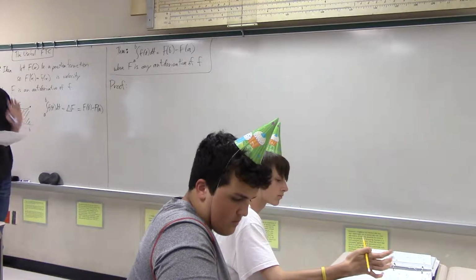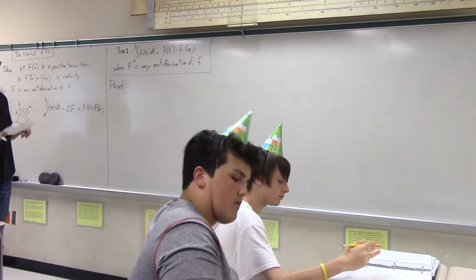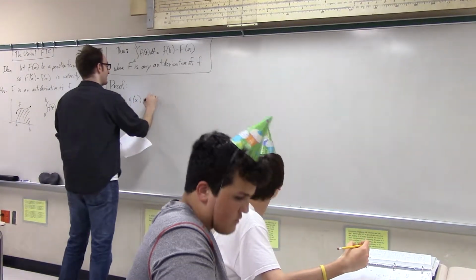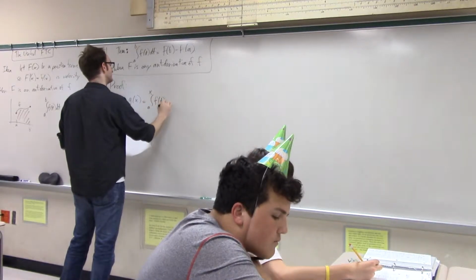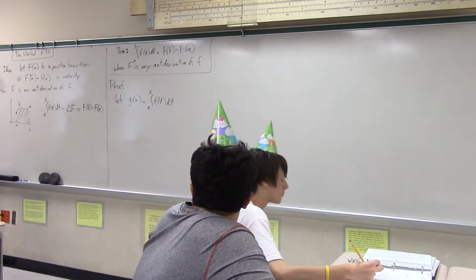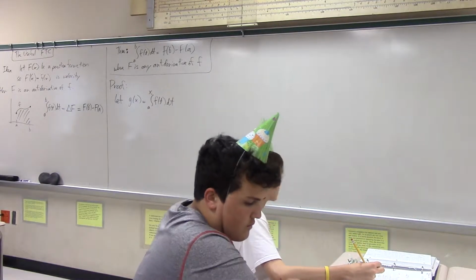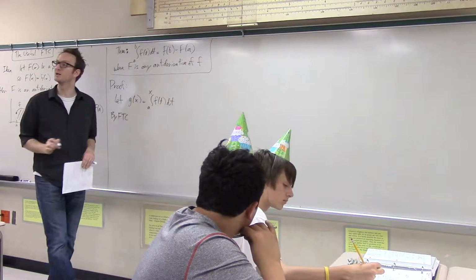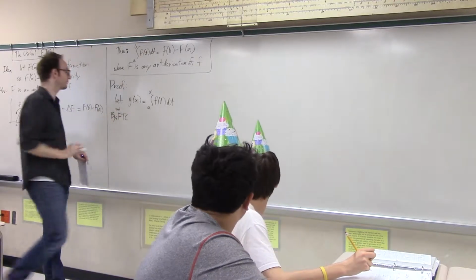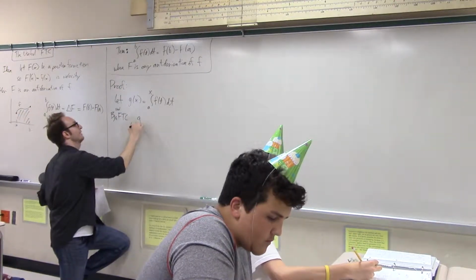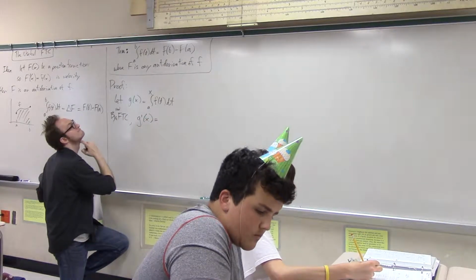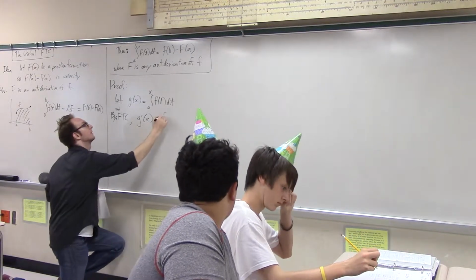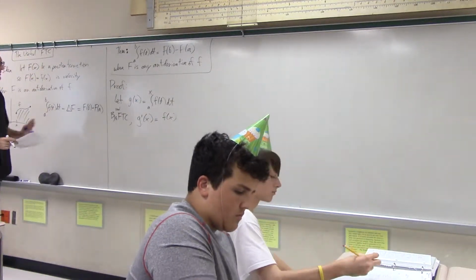First, I'm going to define an accumulator function. Let g of x be the integral from a to x of f. Out of nowhere, let's just define this accumulator function. Well, by FTC part 1, by the real FTC, I know that the derivative of g is f. Okay, cool. So now that's just a little thing off to the side.